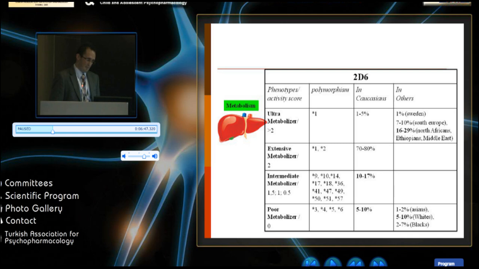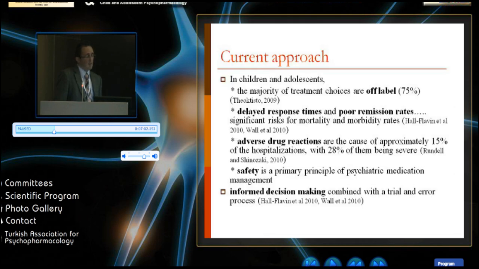2D6 is important, and its genetic variability changes in a certain way, but how does this change really take place? The Africans, Ethiopian people, etc., have high metabolizing characters, whereas it is not the case for us, the Caucasians. The current approach is that the majority of our drugs are off-label.